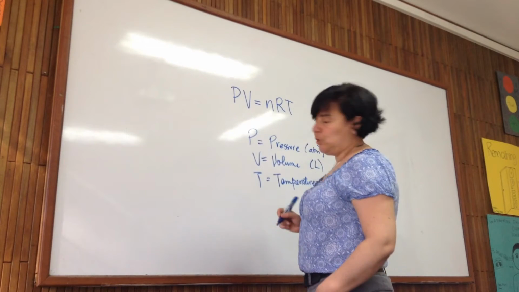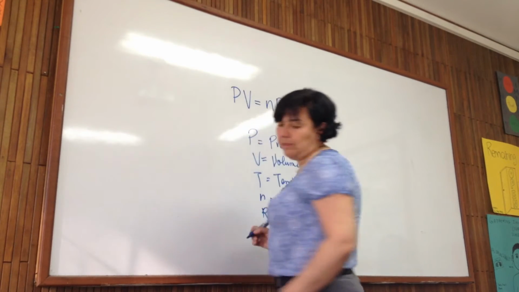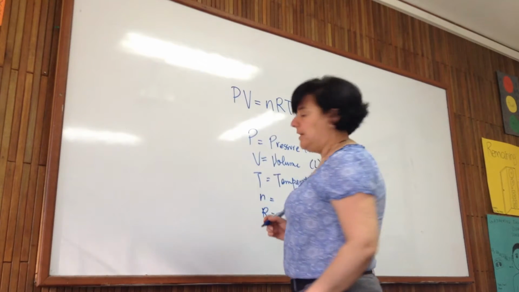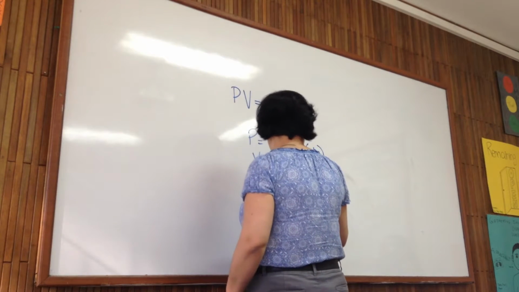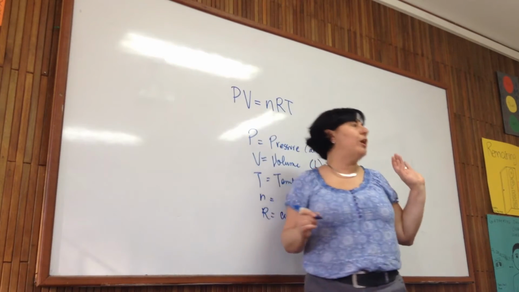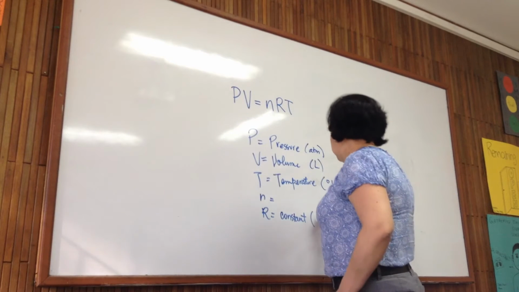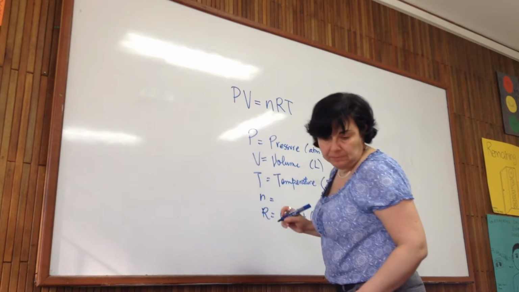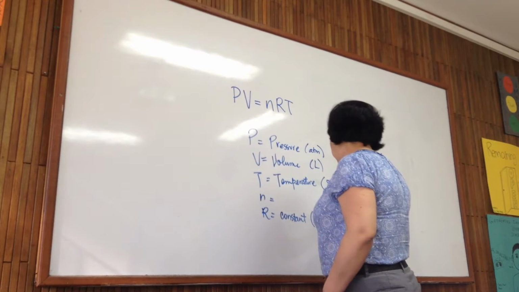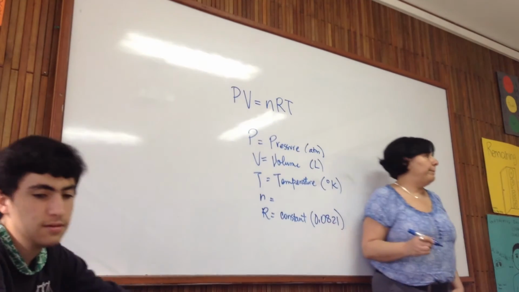And then we go to these two things, n and R. Let's start with R because that is the easiest one. This one is a constant. What does a constant mean? It's the same number every single time. And the constant is worth 0.0821. We need to write this down in the notebook.